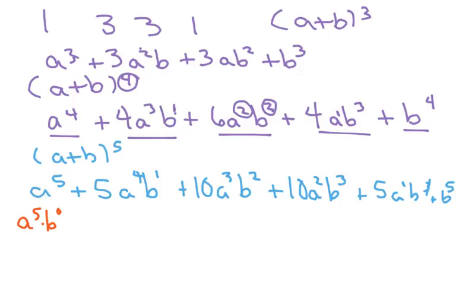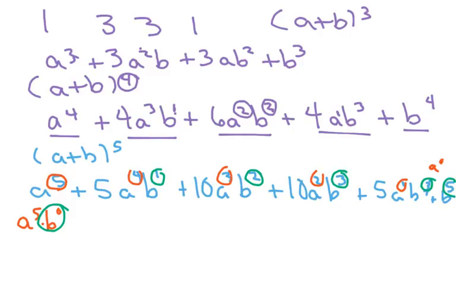So look what we have here. We're going down for the a's. The a's, we have 5, 4, 3, 2, 1, and then technically we could have a to the 0 here. For the b's, we go up. We have 0, 1, 2, 3, 4, and the last one is 5. And it goes on and on and on.